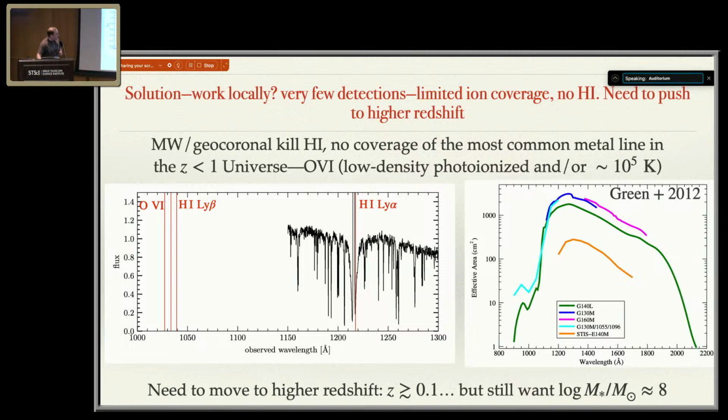So what can we do? We can move to what I call high redshift for the purposes of this study, which means redshifts greater than about 0.1, so relatively close.